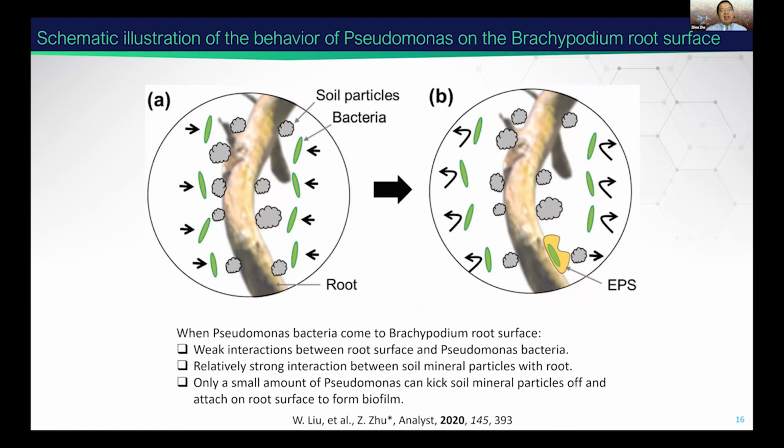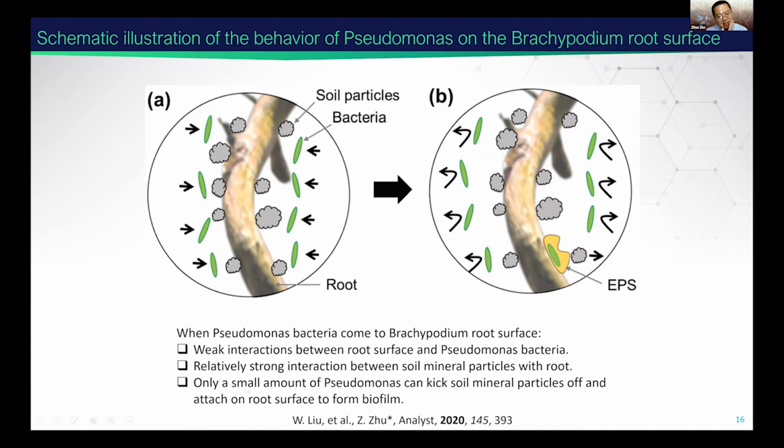So here is a schematic illustration of the behavior of Pseudomonas on the Brachypodium root surface. When Pseudomonas bacteria come to the Brachypodium root surface, there are only weak interactions between the bacteria and the root. So most bacteria will repulse away and go somewhere else. Here we can also see there is relatively strong interaction between soil mineral particles and the root.